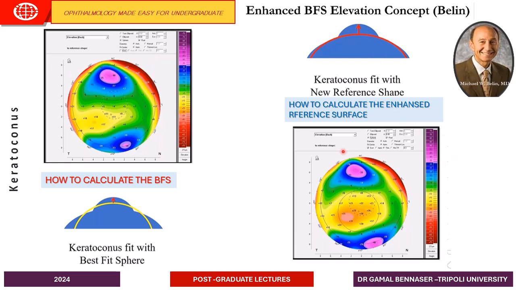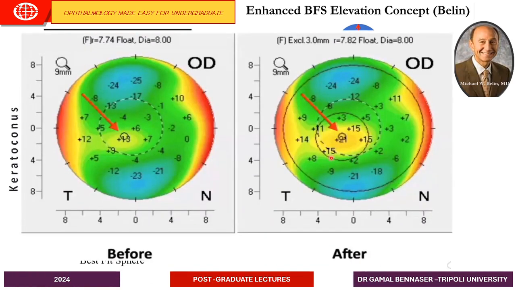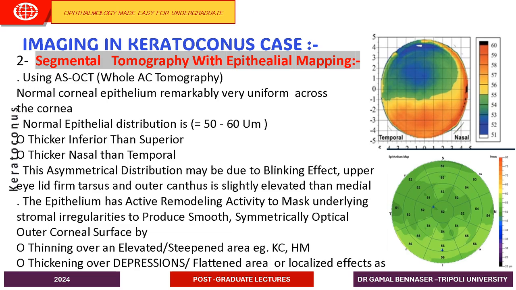So it is clear that the use of the enhanced best fit sphere will help in the early detection of keratoconus and any irregularities of the cornea that might be hidden by the standard reference surface.